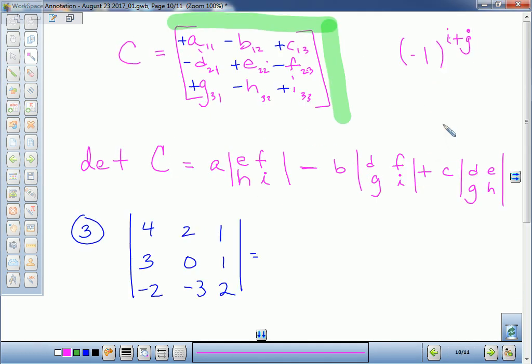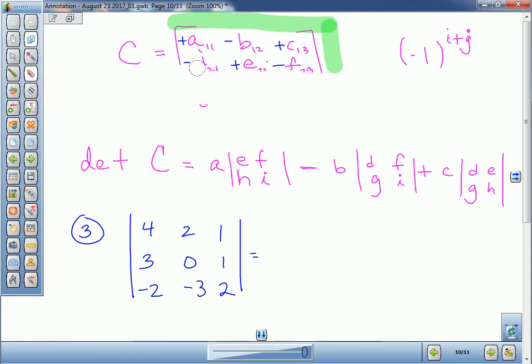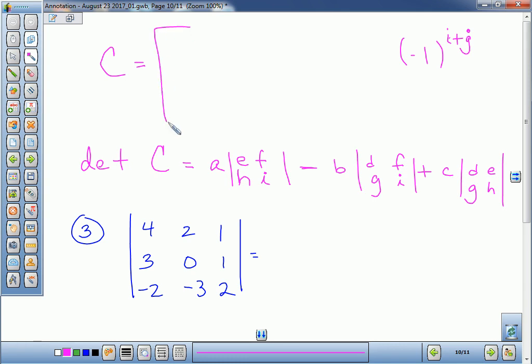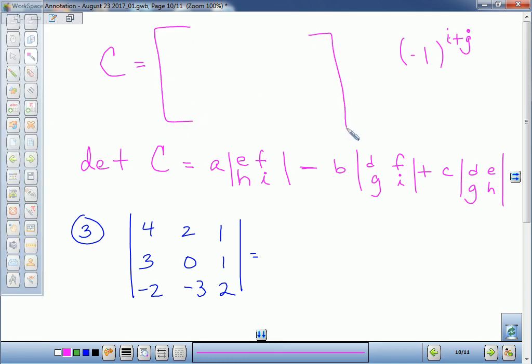Okay, so let me erase this and we'll start over together so it's not a little mind-boggling to start with. So if we had a 3 by 3, matrix C, and I labeled these with variables on purpose so that we can see what this will look like no matter what type of numbers are in here.